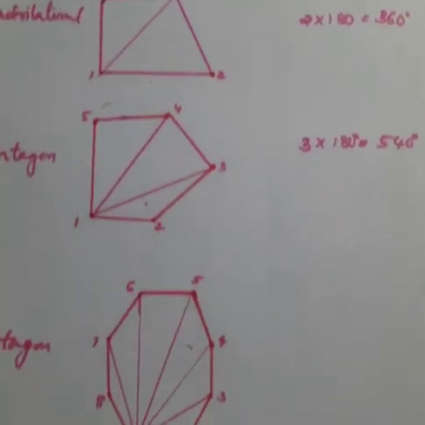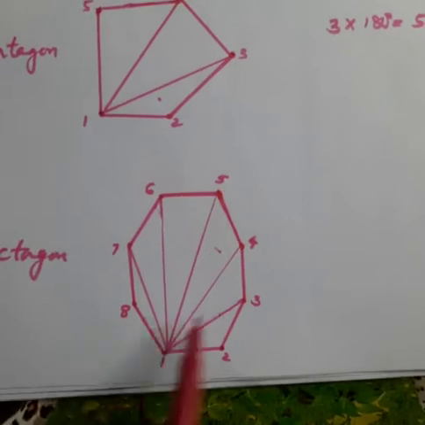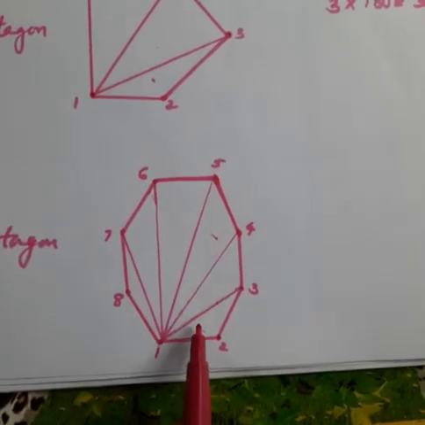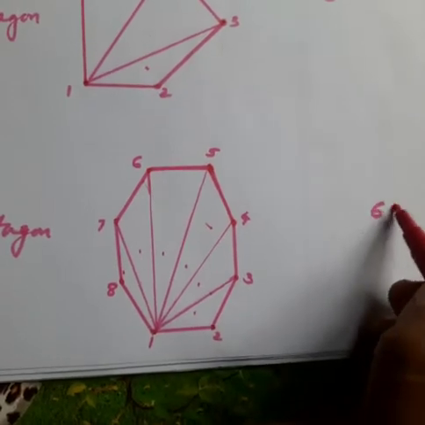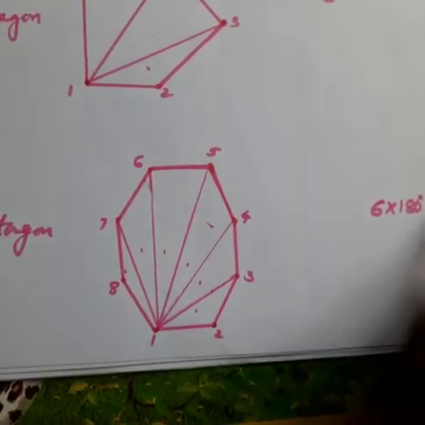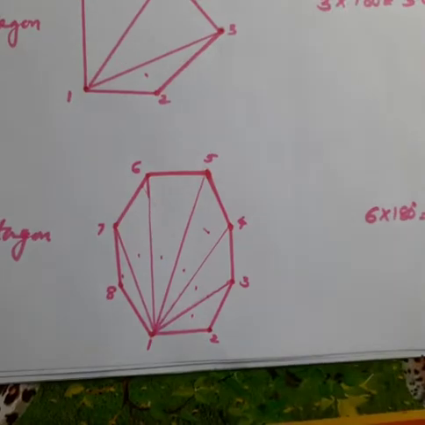Then an octagon. Octagon having 8 sides. So how many triangles do you have here? 1, 2, 3, 4, 5, 6 triangles. So 6 into 180, you get 1080.